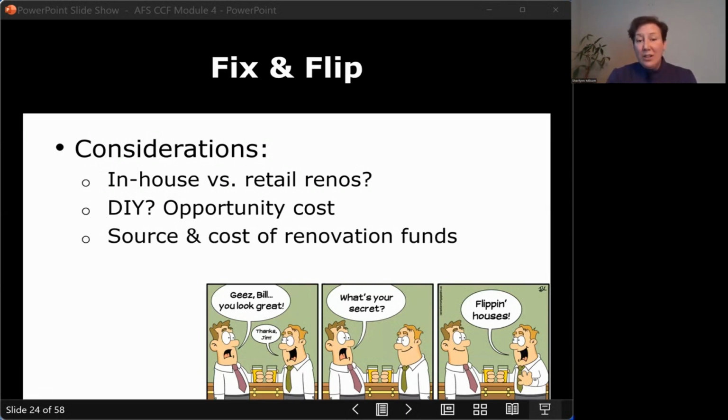The source and cost of your renovation funds is another consideration. It's possible you might have the money sitting in the bank because you probably paid little to no money down on the property, buying it on agreement for sale. But if it's a bigger renovation and you don't have that money, where are you going to get it? So it could be from private lending, or it could be from a joint venture partner. Now, with a joint venture partner, you could be joint venturing with a renovation partner or just with a money partner and then hiring out the renovations.